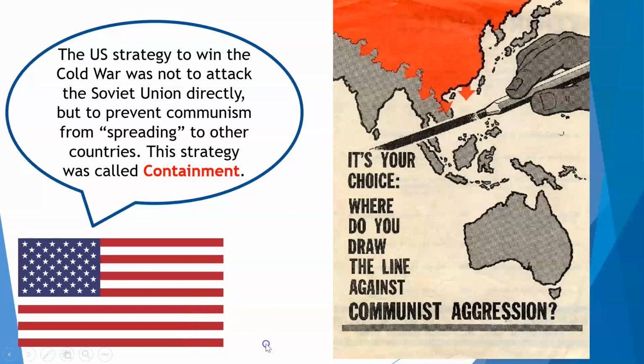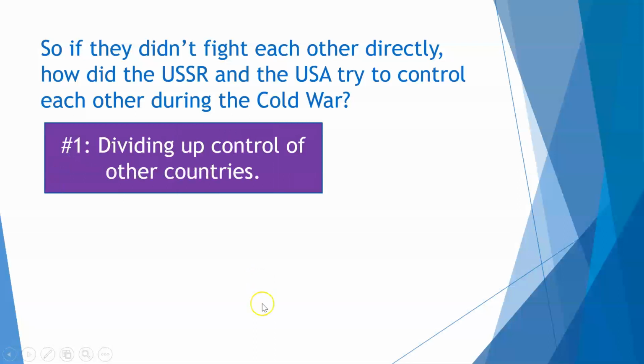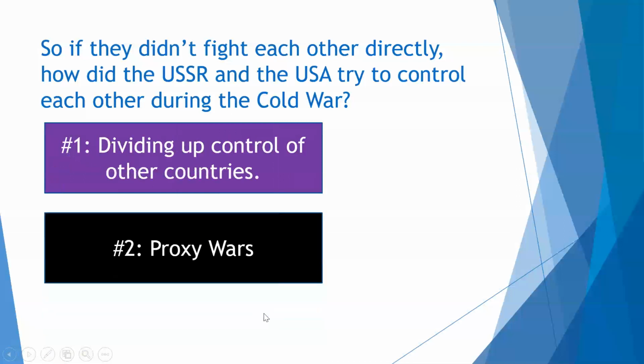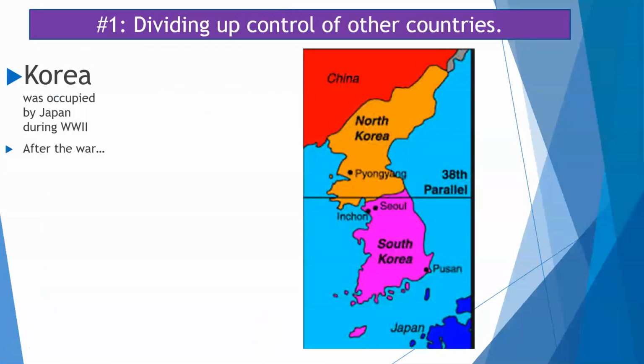So if they didn't fight each other directly, how did the USSR and the USA try to control each other during the Cold War? 3 different ways I'll talk about. 1, dividing up control of other countries. 2, through proxy wars. And 3rd, through alliances and international organizations. Let's check out dividing up control of other countries.